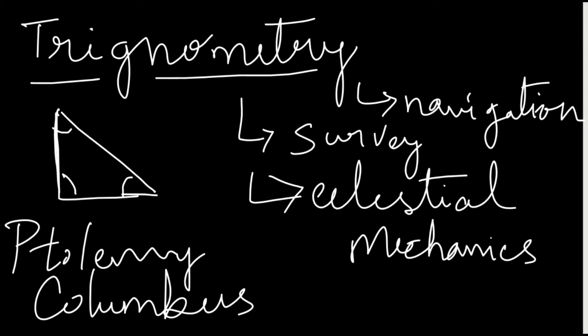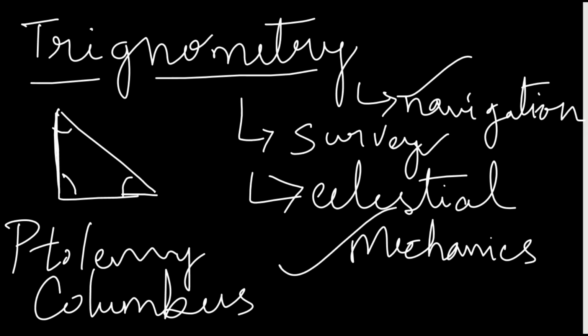So why do we have to study trigonometry? Trigonometry can be used in surveying, that is for the distance of the shore from one point of the sea and all, then navigation to pinpoint a location. Then it is also used in celestial mechanics.